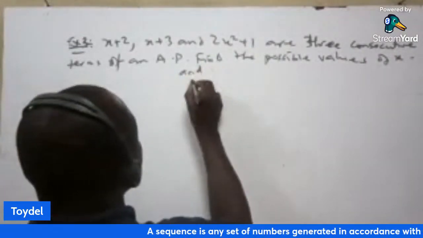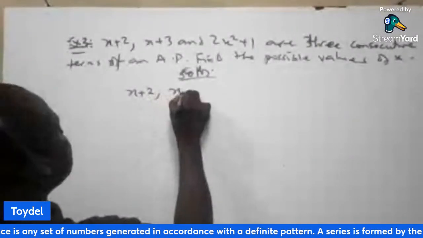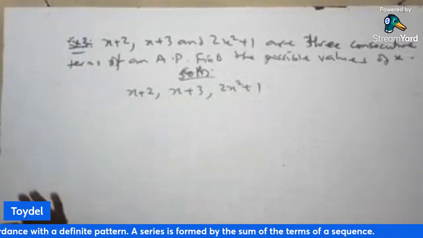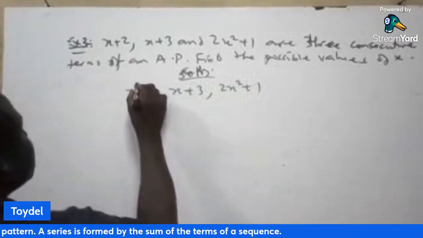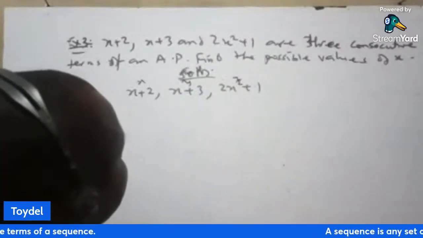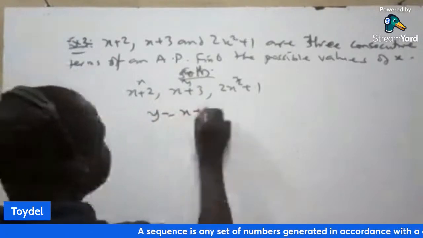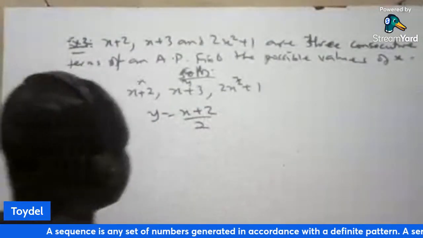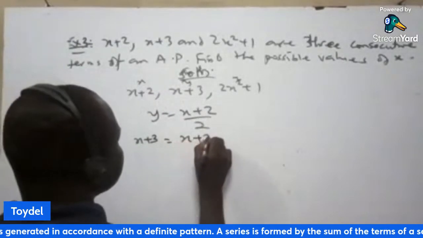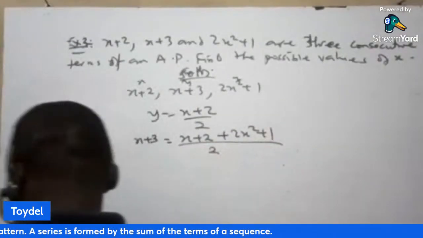So in this case, solution. The first one is x plus 2, followed by x plus 3, then 2x squared plus 1. These are three consecutive terms of an AP. Then call them x, y, and z. For us to be able to find the possible values of x, this is what we do. From that formula, we know that y is equal to (x plus z) all over 2. When you have three consecutive terms, this is called the arithmetic mean. Then in this case, x plus 3, which is y, is equal to (x plus 2 plus 2x squared plus 1), everything divided by 2.